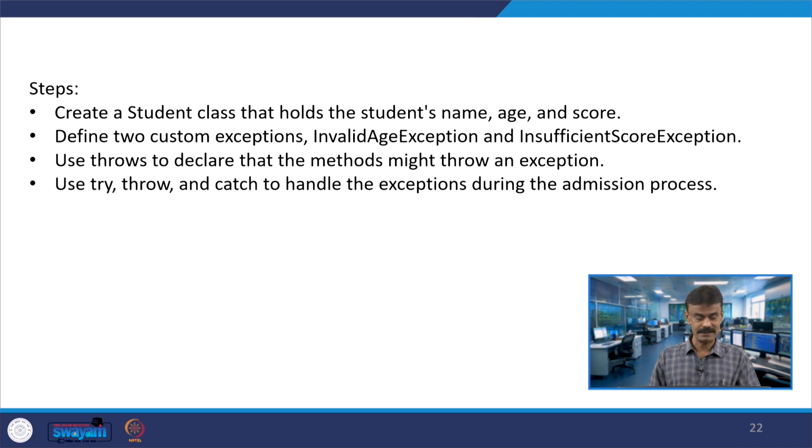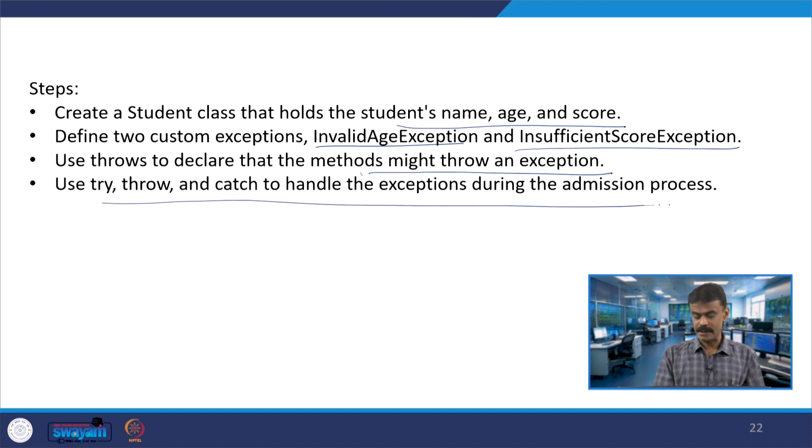You have to create a class that holds the student's name, age and score, right. Define two custom exceptions, invalid age exception and insufficient score exception, right. Use throws to declare that the methods might throw an exception. Then use try, throw and catch to handle the exceptions during the admission process. So, these are the steps we have to follow.